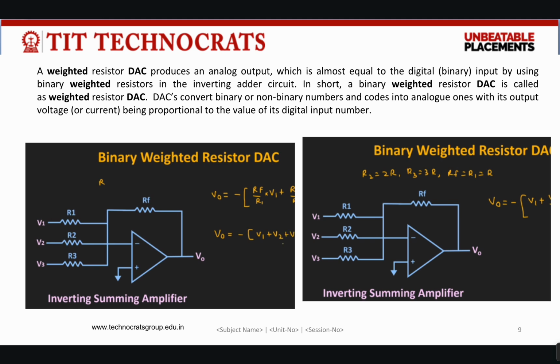Output can be calculated as V naught equal to minus of (RF upon R1 into V1 plus RF upon R2 into V2 plus RF upon R3 into V3).